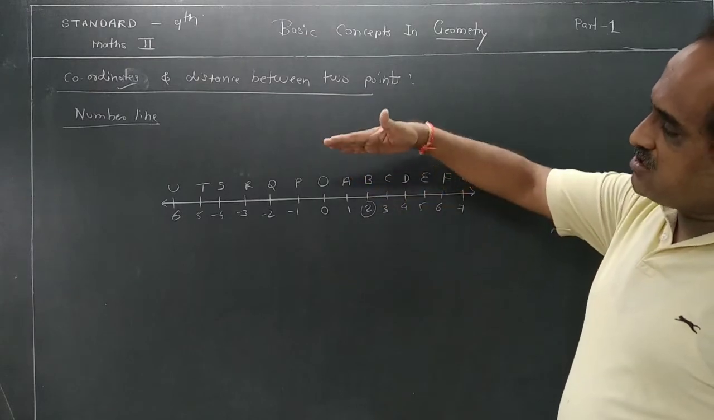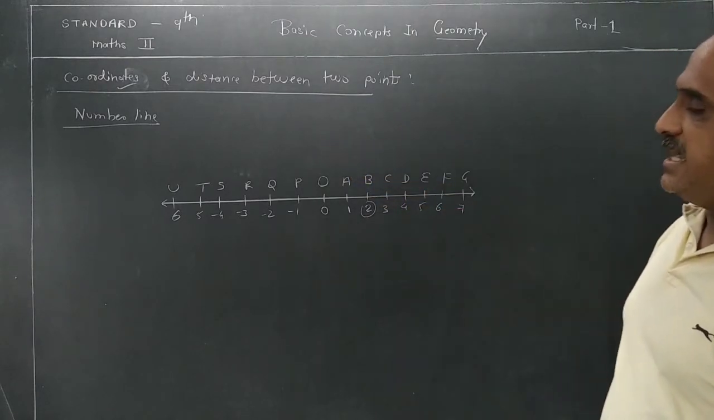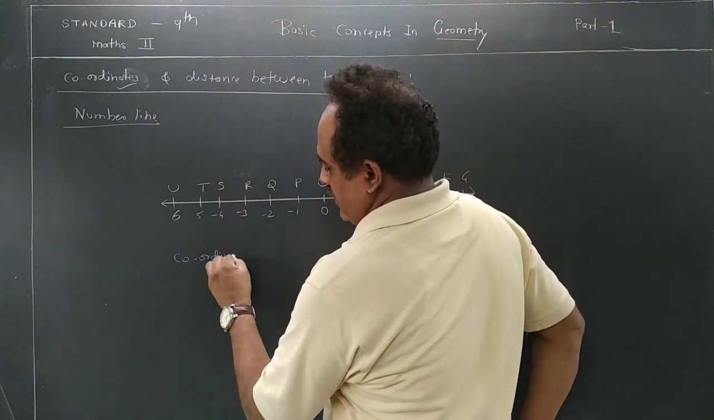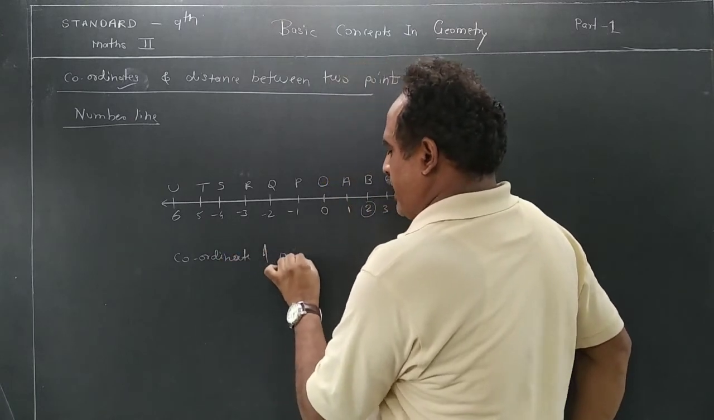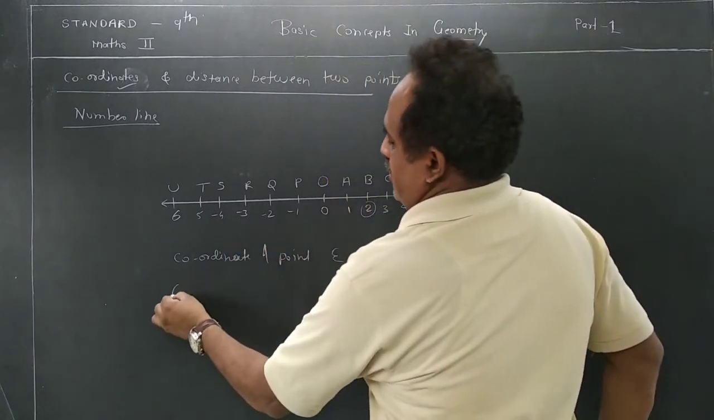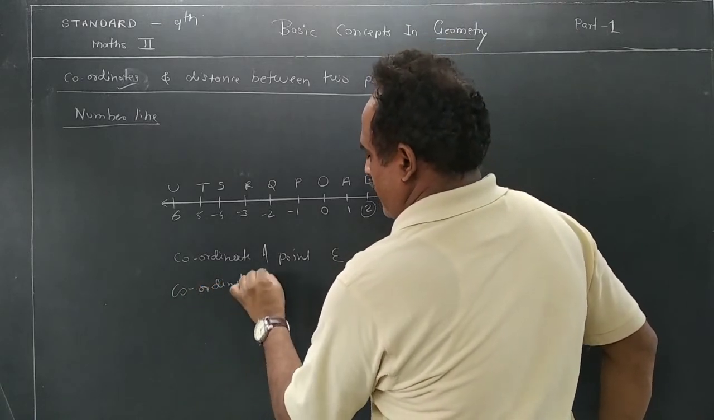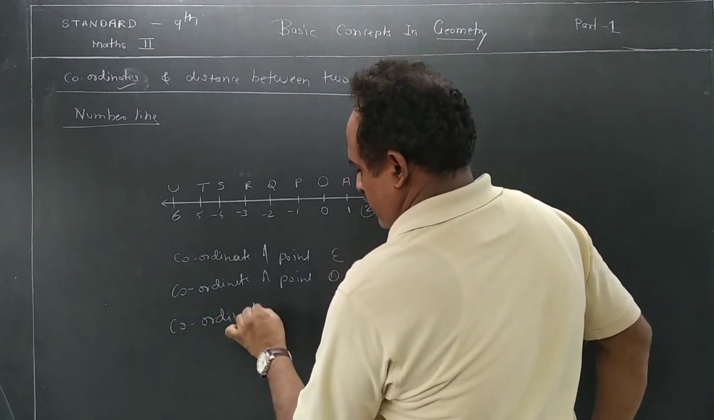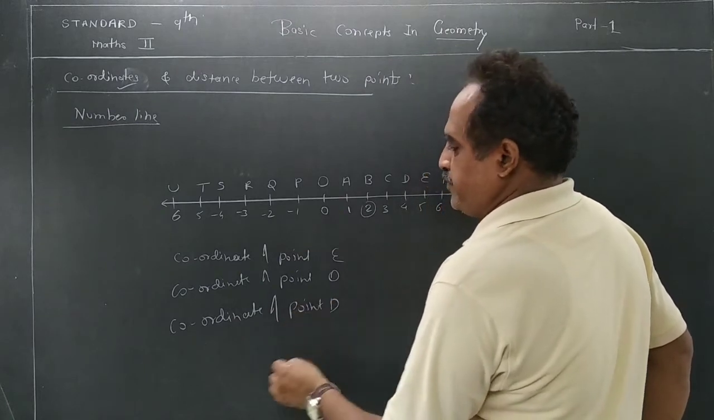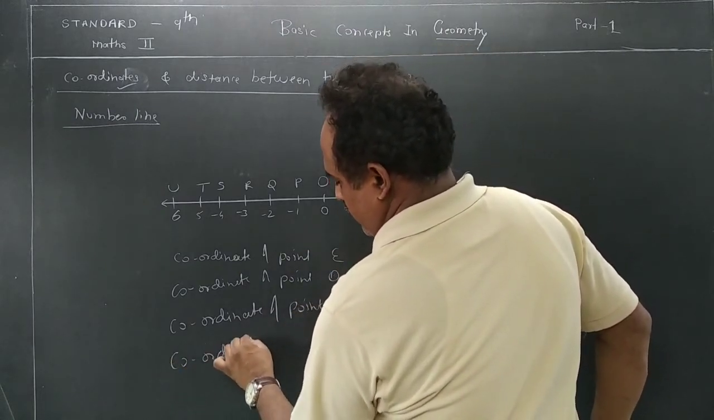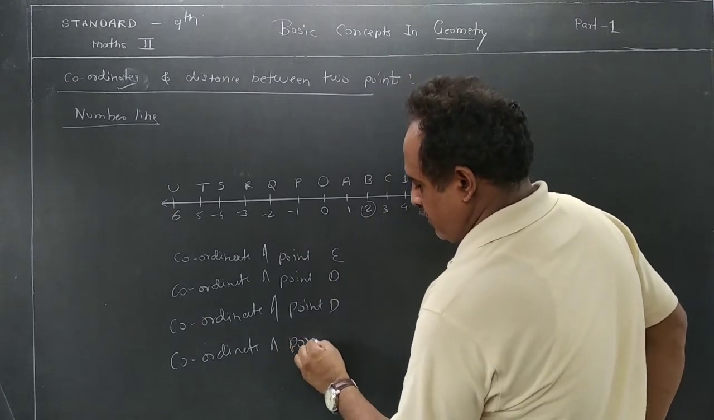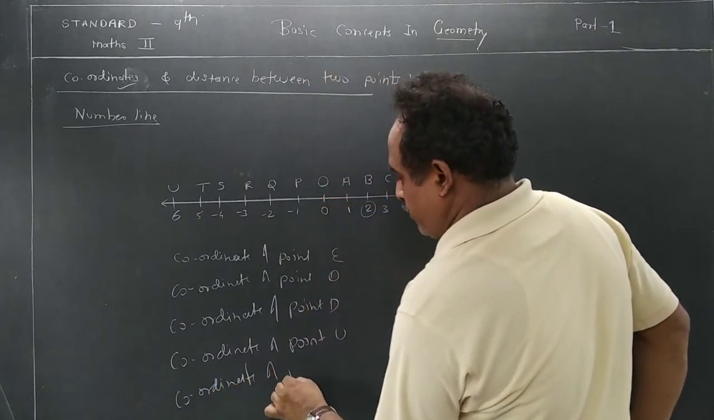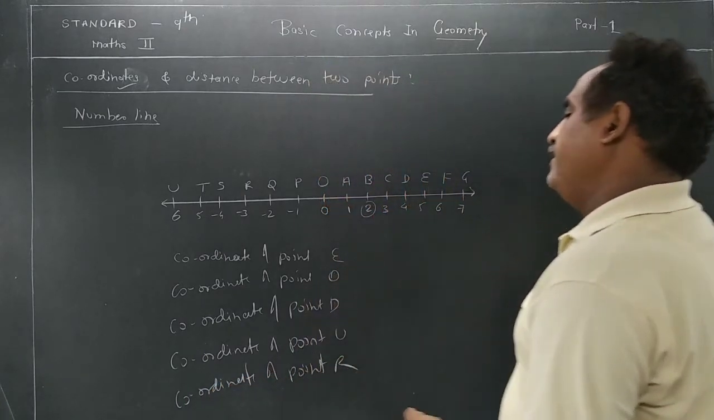Have I understood this? This is called what? Number line. Is it right? Okay. So once again, can you help me? Coordinate of point E. Coordinate of point O. Coordinate of point D. Coordinate of point U. Coordinate of point R. So can you help me?